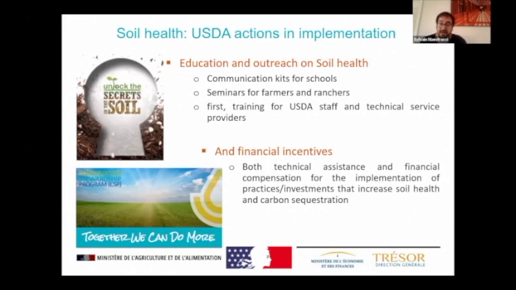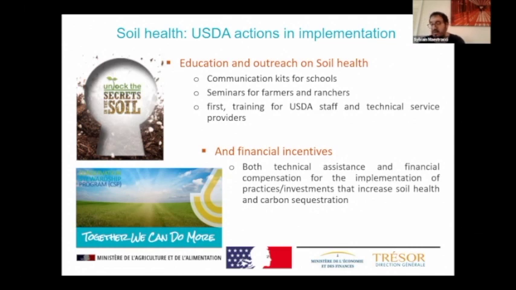Second, a lot of financial incentives. You've got quite a lot of federal conservation programs that can be used for soil health. I won't speak of all of them, maybe just two. The Environmental Quality Incentives Program, EQIP, is voluntary and can help cover something like 75% of the cost of the practices used.